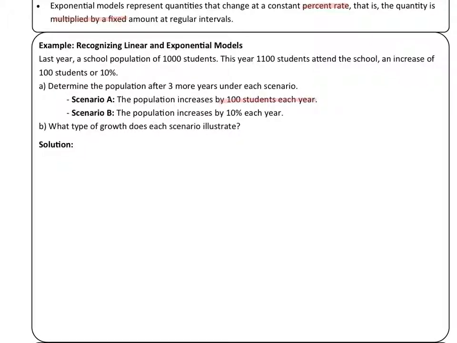So if they're going to increase by 100 students per year, that means they're going to add 100 each year. So right away, because there's addition, I think linear.